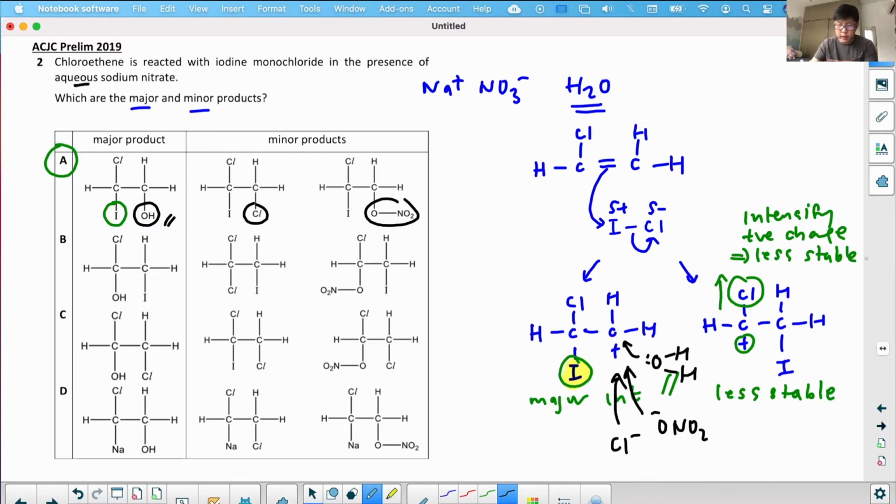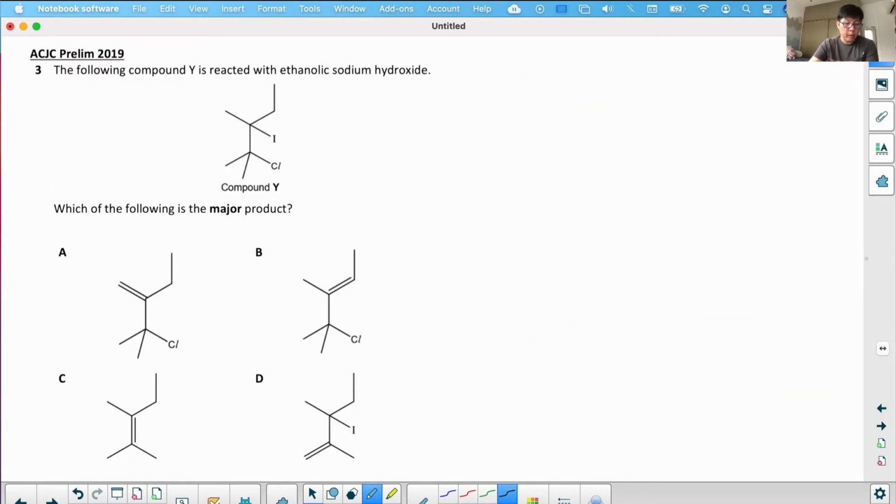Okay, let's look at question 3. The following compound is reacted with ethanolic sodium hydroxide. Which of the following is a major product? Okay, there's this thing called Saytzeff's rule.